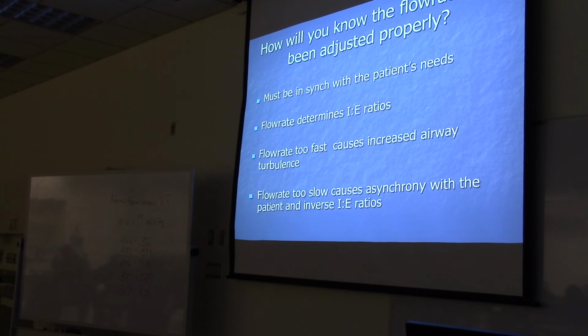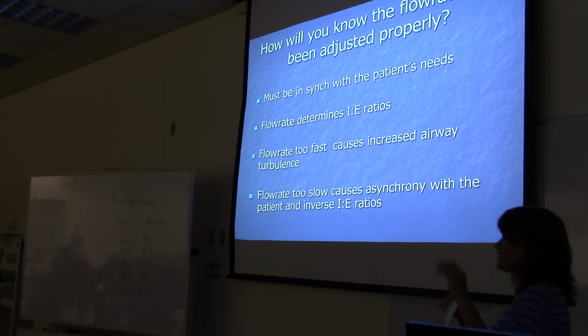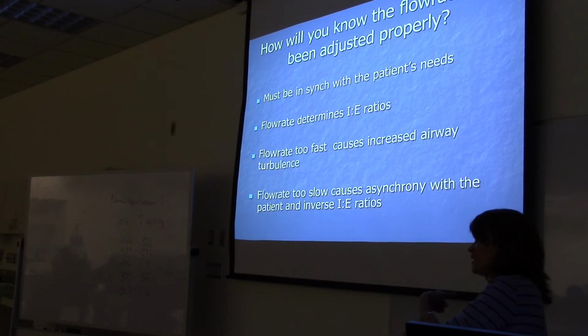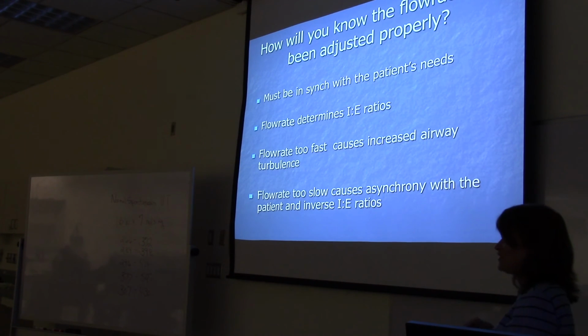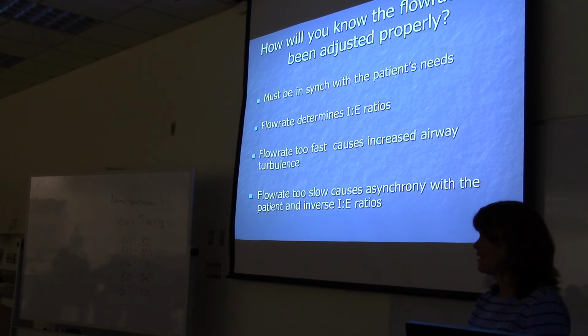All right, how will you know the flow rate has been adjusted properly? Well, it must be in sync with the patient's needs. So as they're breathing in and out, you want to set the ventilator to meet their needs. You don't expect the patient to do what the ventilator is doing. You want the ventilator to do what the patient is doing. So if the patient is breathing fast, you want to deliver the flow fast to them.